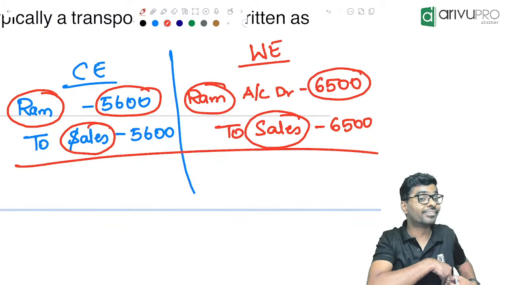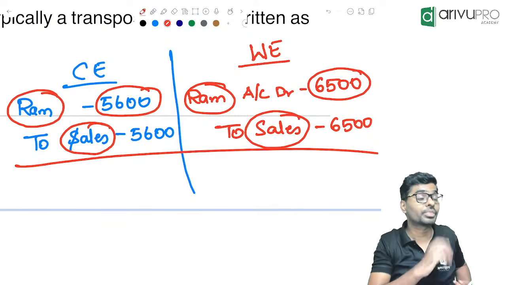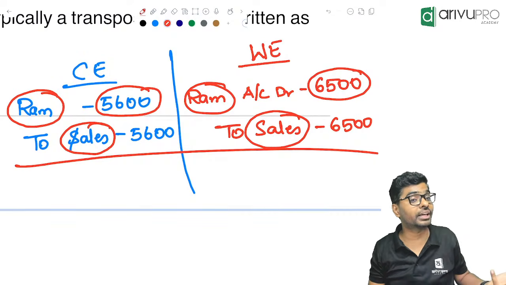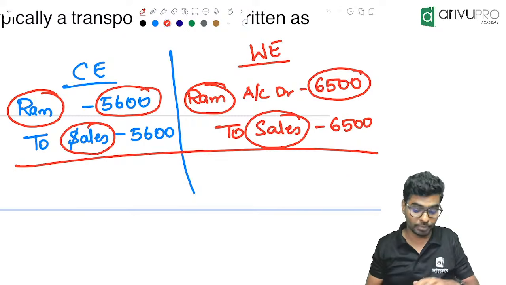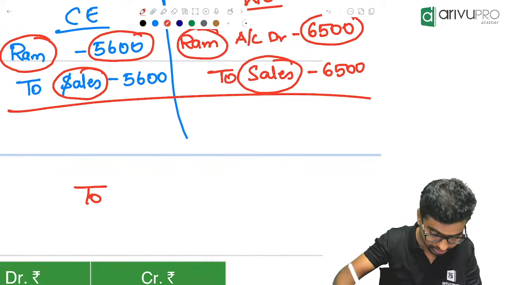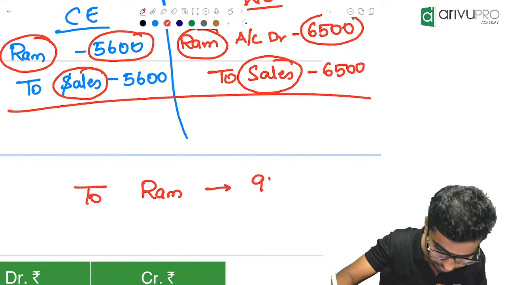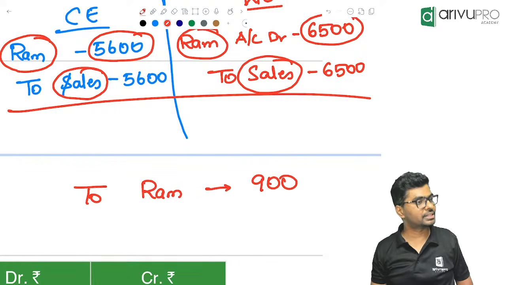More. How much more money? Now, how do you cancel that? By taking that money back. How will you take the money in accounting? By crediting it. So you'll write to Ram. How much? Did you understand?